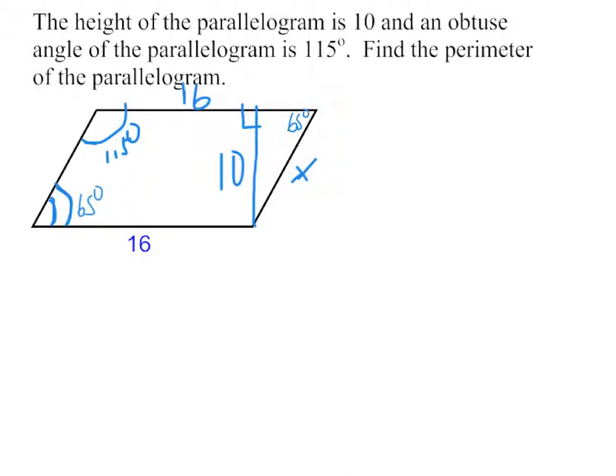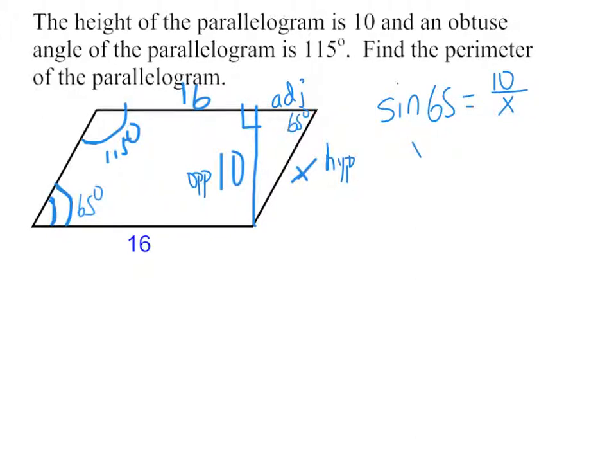So I could use my trig ratios to find x for this right triangle. So if this is my angle 65, then 10 is the opposite side. The adjacent side is the one with no label, and the hypotenuse is x. So I want to deal with the opposite and the hypotenuse, which means I'm going to use sine, because SOHCAHTOA, sine is opposite over hypotenuse. So I could write sine of 65 is the opposite, 10 over the hypotenuse, x, and solve for x.